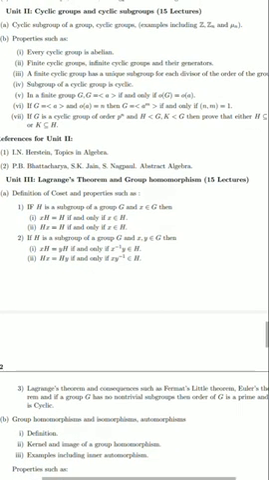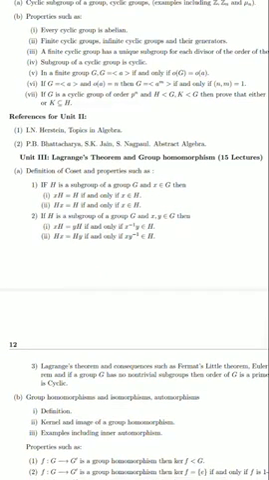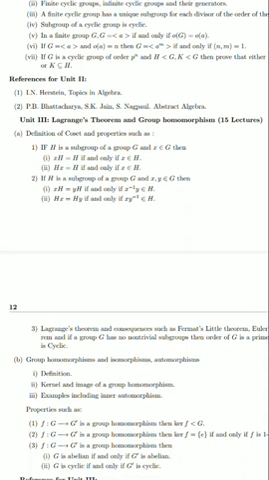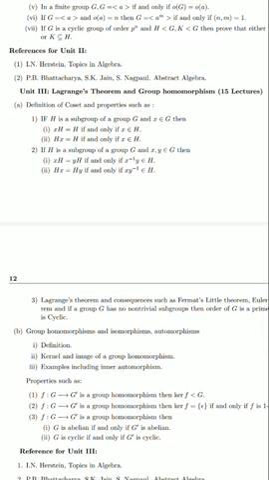So, the definition of coset and properties such as: if H is a subgroup of a group G and X belongs to G, then XH is equal to H if and only if X belongs to H. HX is equal to H if and only if X belongs to H. If H is a subgroup of a group G and X, Y belong to G, then XH is equal to YH if and only if X inverse Y belongs to H, and HX is equal to HY if and only if XY inverse belongs to H. Left cosets and right cosets.